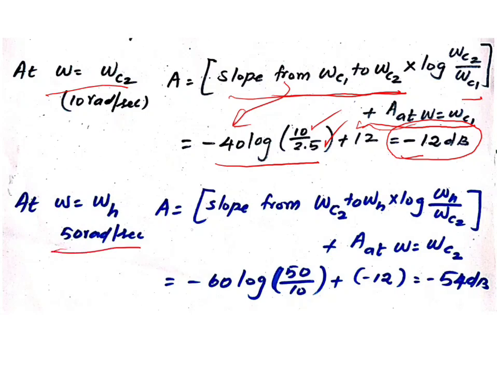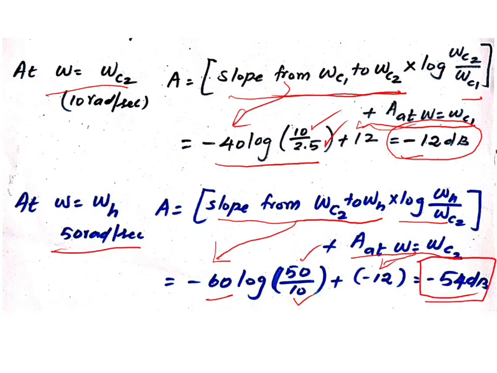At the same time, we have to find the gain at omega is equal to high frequency. We have considered 50 radians per second. For this, we have to consider the slope from second corner frequency to high frequency into log omega h by omega c2 plus gain at omega is equal to omega c2. Here the slope from omega c2 to high frequency is minus 60. These things we have to take from the table. Log omega h, that is high frequency, is 50 and omega c2 is 10, plus A at omega c2 is minus 12 dB, which is equal to minus 54 dB. So these are the points and values related to the magnitude plot.